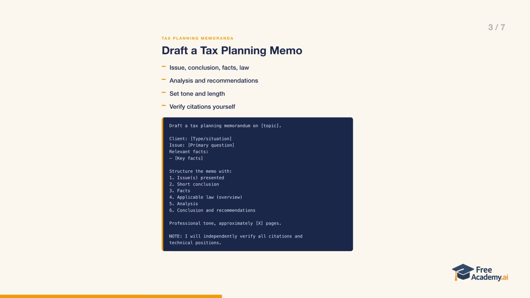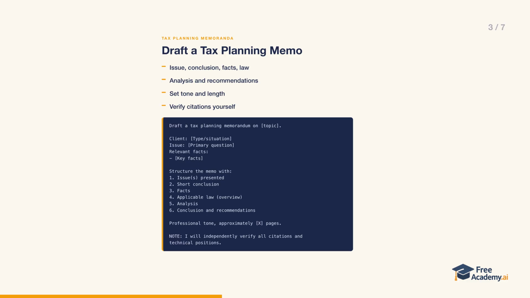Once you have done your research, AI is excellent at helping you structure a tax planning memo. A good memo follows a clear shape, and this template lays it out for you. You give the topic, the client type, the primary issue, and the key facts. Then ask for the standard structure: issues presented, a short conclusion, the facts, the applicable law in overview, the analysis, and conclusions with recommendations. You can also ask for a professional tone and a target length.